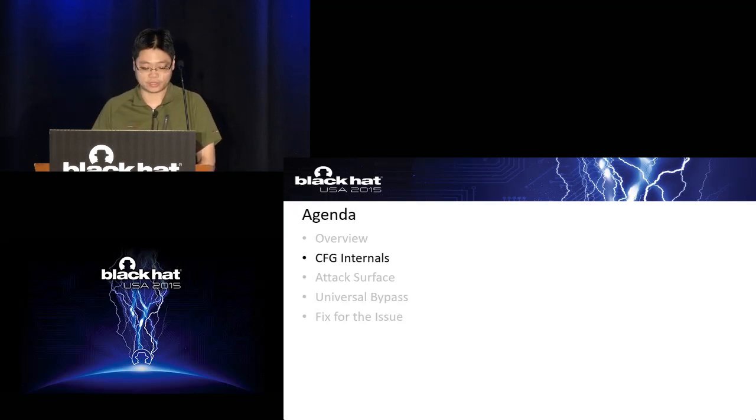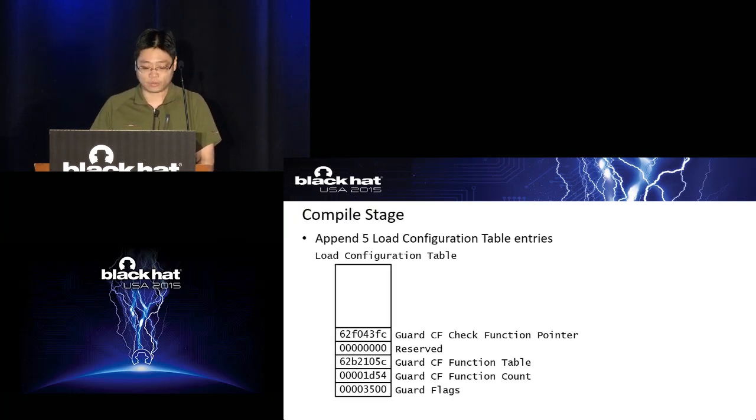Now the next is CFG internals. Since MJ0001 and Jack Tang have discussed this in great detail, here I just show some key points. When a module is compiled with CFG enabled, the compiler will append 5 load config table entries. The first is for the address of a function pointer, which names the GuardCFCheckFunctionPointer. And the second one is reserved. The third and the fourth define a table, the GuardCFFunctionTable.